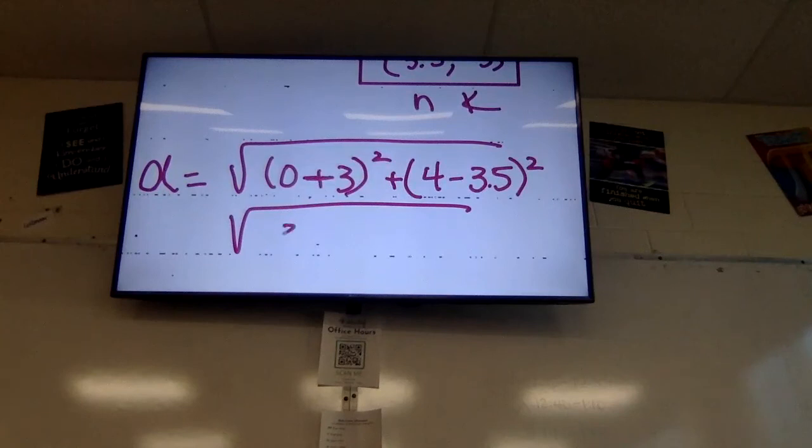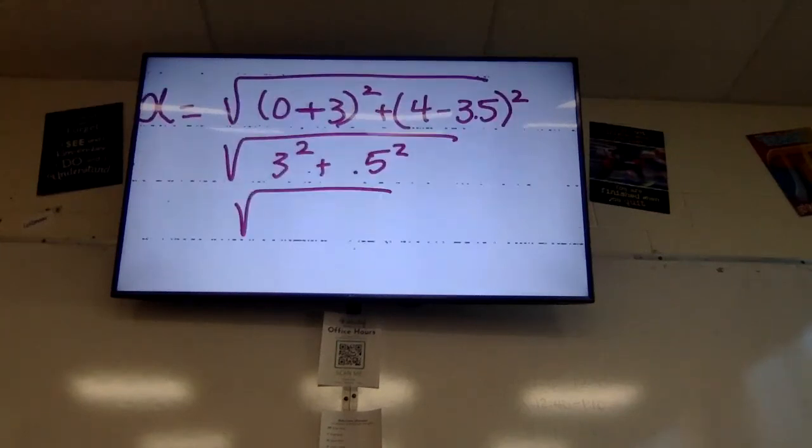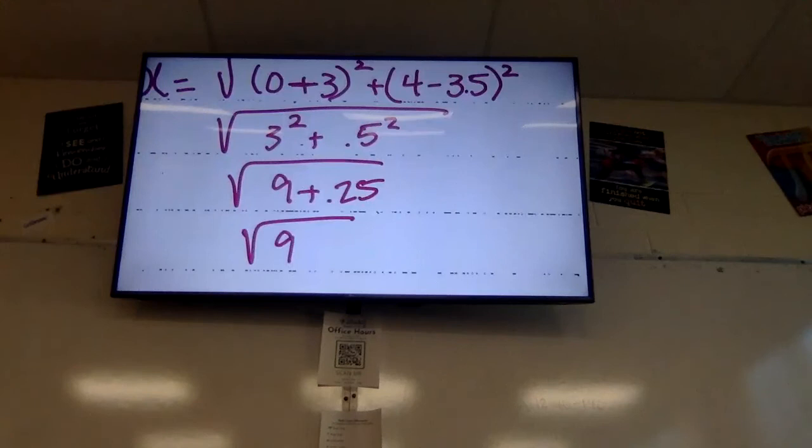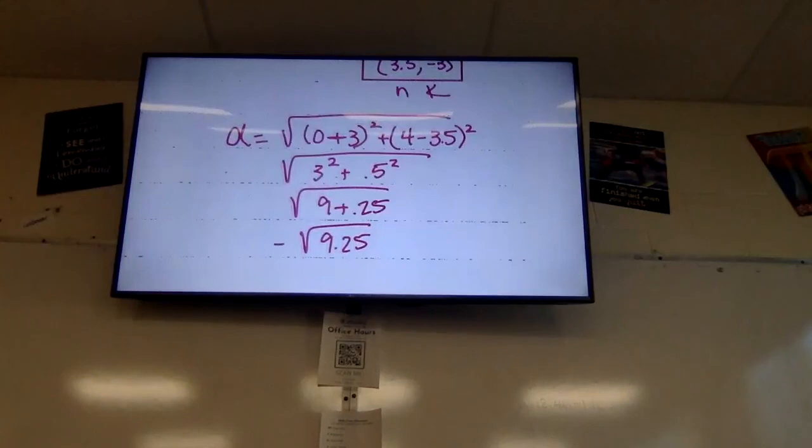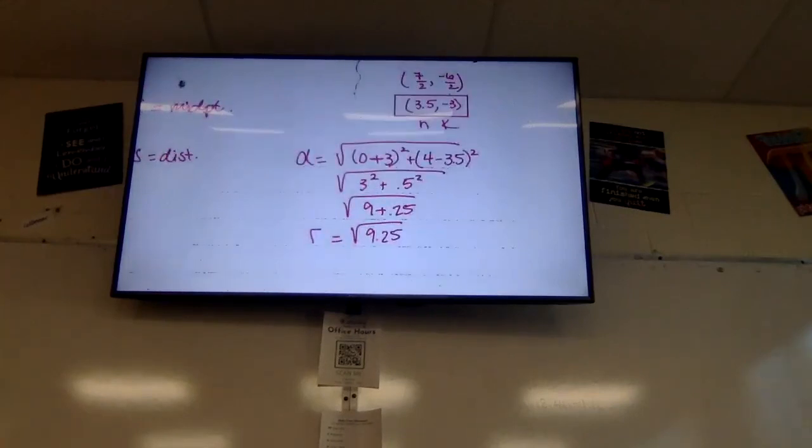It gives me 3 squared plus 0.5 squared, which is 9 plus, is that 0.25? Got square root of 9.25. Kind of ugly, but it's okay. This is my radius. So now I'm going to put these two pieces together.